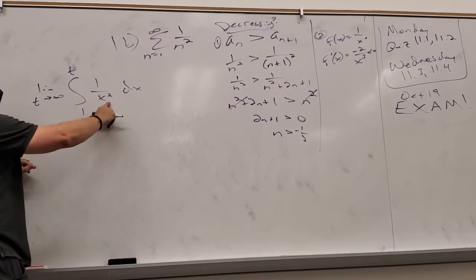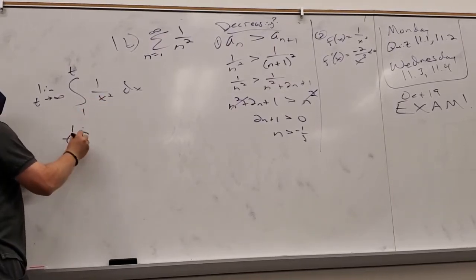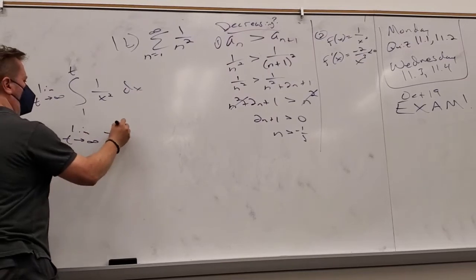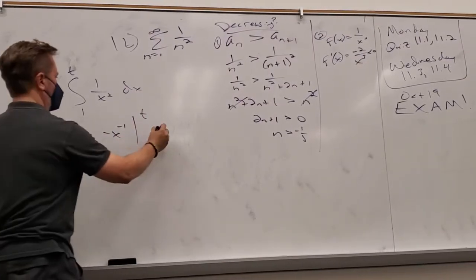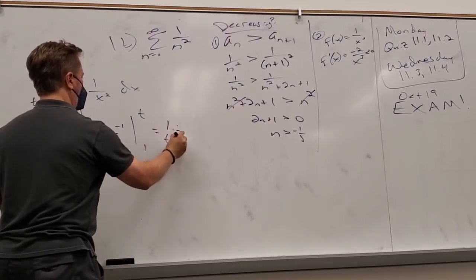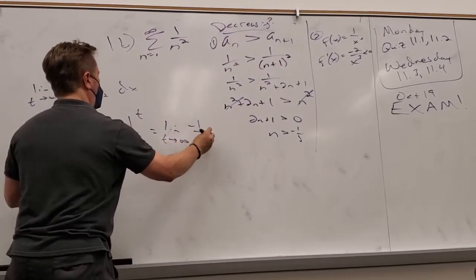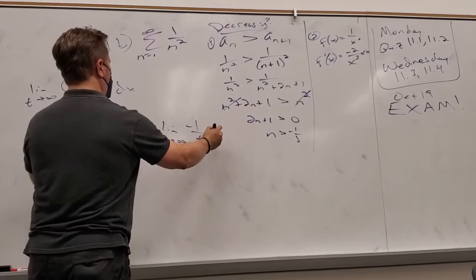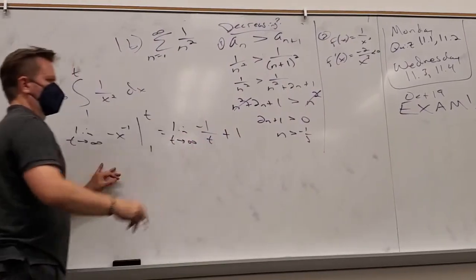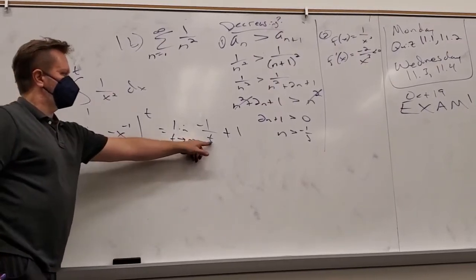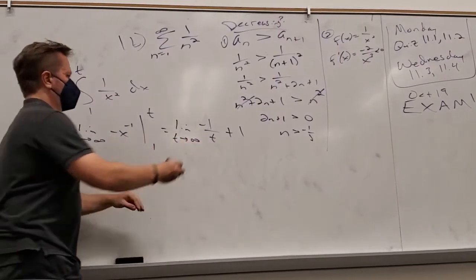So what's the integral of this? Negative x to the negative 1. Okay, I like it, from 1 to t. Right, so this will be the limit as t goes to infinity of -1 over t, minus negative, so plus 1 over 1, right? And of course, as t goes to infinity, this goes to 0.